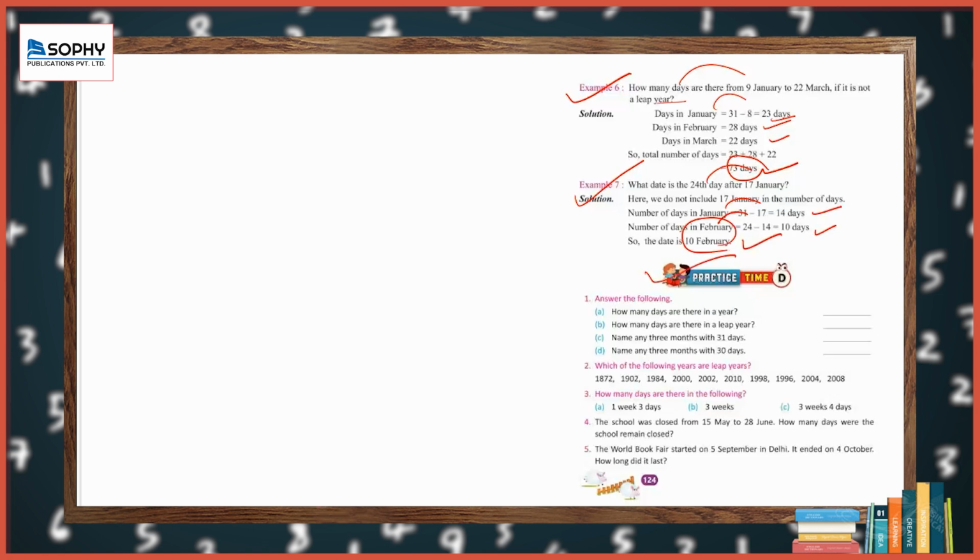Now practice time, students. In the first one, we have to answer the following. How many days are there in a year? Very good, students. 365 days. Which of the following years are leap years? Very good, students. 1872. After that, 1984. That's how you have to complete it. In the next one, how many days are there in the following? 1 week, that means, children, 7 days, and 7 into 7 plus 3 days, that is 49 plus 3, that is 10 days. That's how you have to complete it, students.